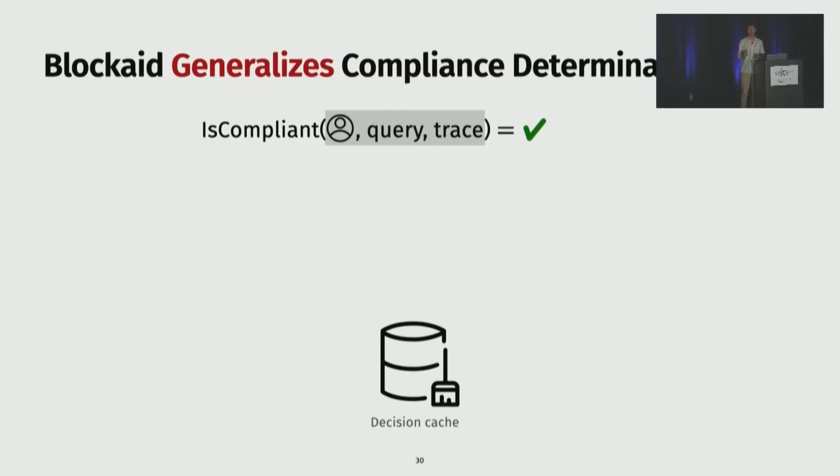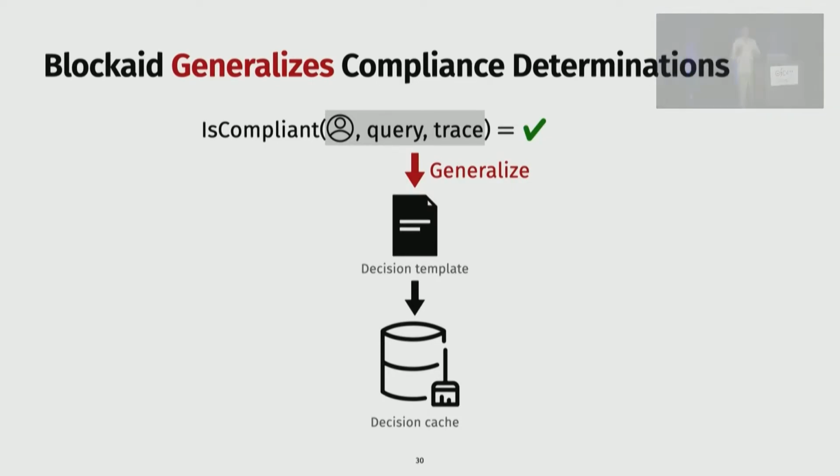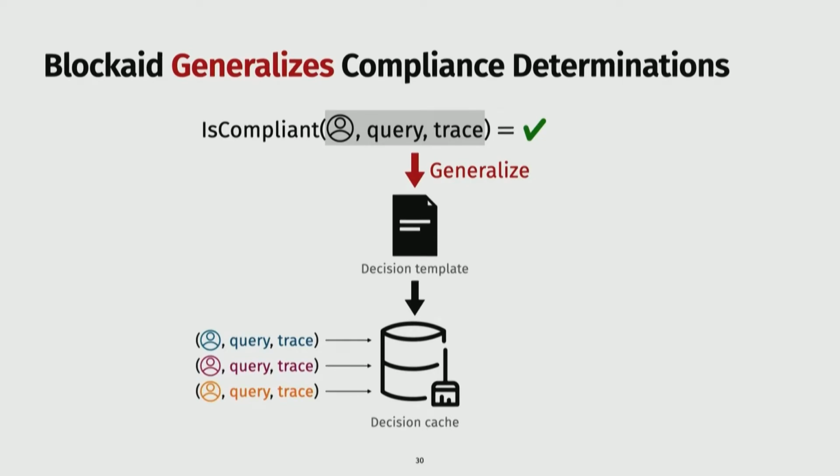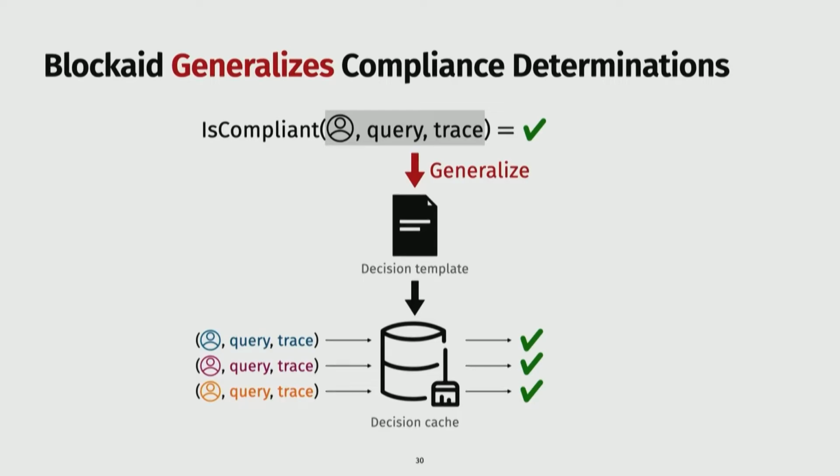To solve this problem, Blockaid uses generalization. What I mean by that is, every time a triple has been deemed compliant, Blockaid generalizes it into a decision template and caches that instead. This decision template captures the core reason for compliance, and it will apply to any triple that contains the same structure as the current one, allowing Blockaid to declare them compliant without having to call the solvers again. And so this is how Blockaid can store a small number of templates and have them apply to an unbounded number of triples that can be encountered.